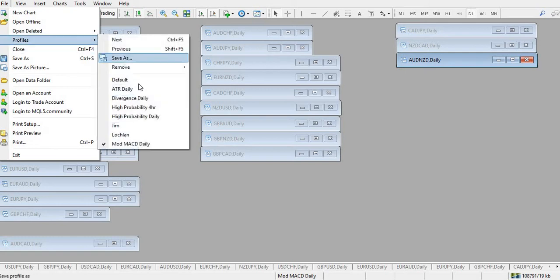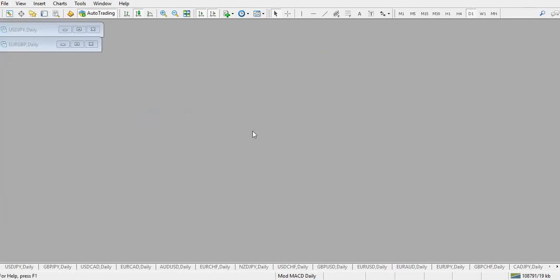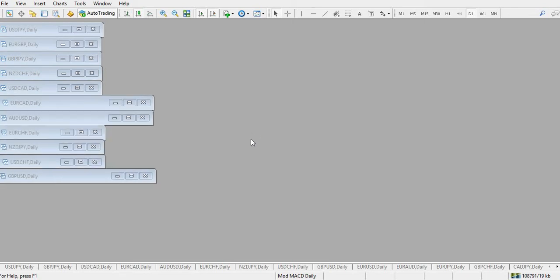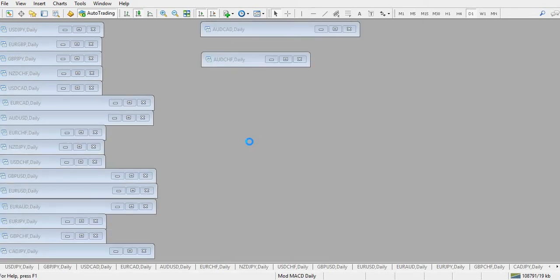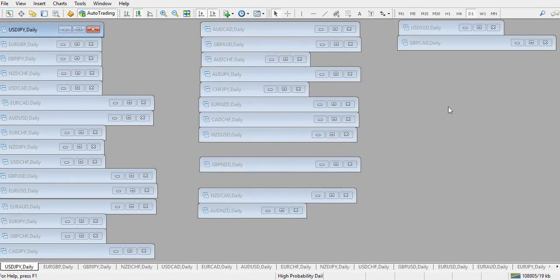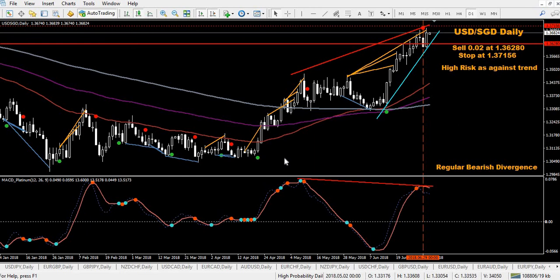Just skip over to the high probability daily. Probably not so good news on this one. Just looking at my notes in my book next to my laptop. Yeah, here we go. First up, I took a sell on this yesterday. This is USD Singapore dollar. Took a sell and I was stopped out.